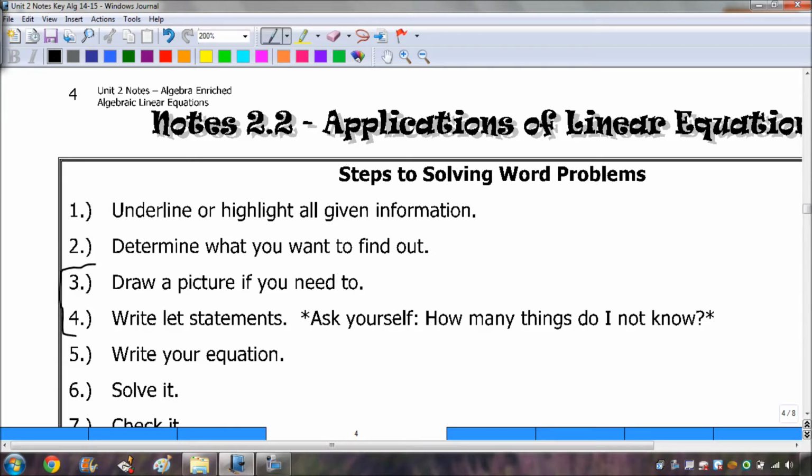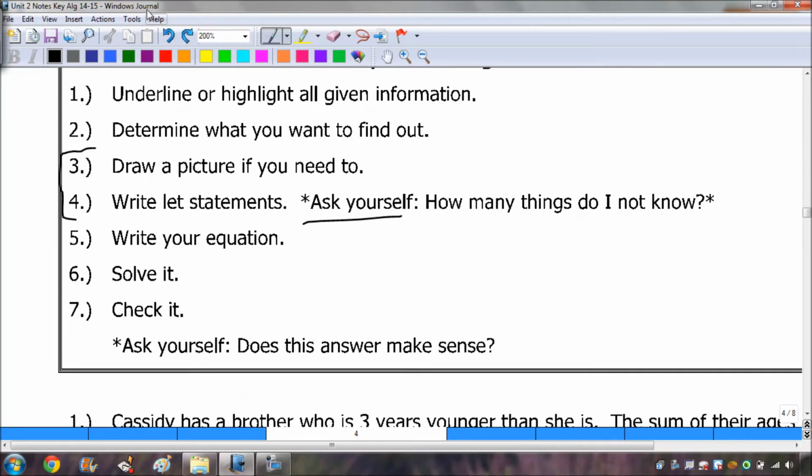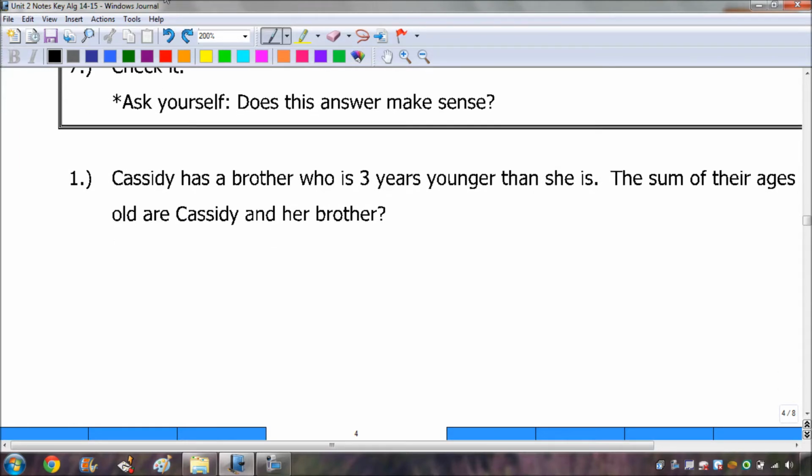Step number 3 is not necessary, but step number 4 is. By asking yourself, how many things do I not know, it helps you determine how many let statements you have to write, okay? And if you don't know what a let statement is, you will very shortly know, okay? Then once you figure out what your let statements are, you're going to write your equation. And writing your equation is super easy once you have your let statements, okay? Then you're going to solve your equation and then you're going to check it. And when you do that, you have to ask yourself, does your answer make sense?